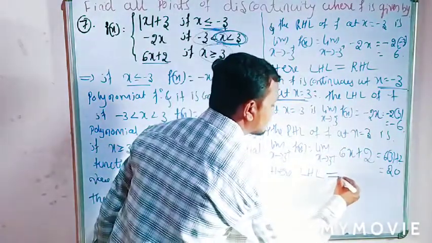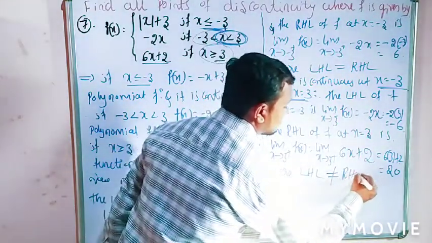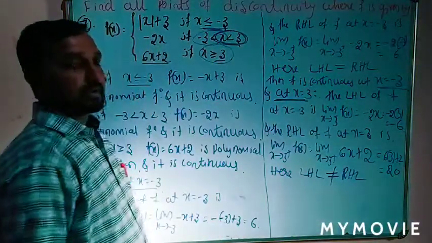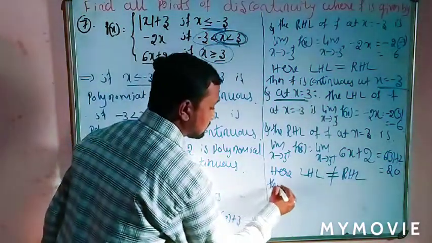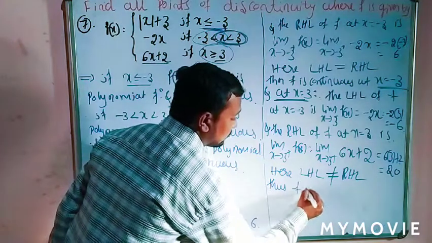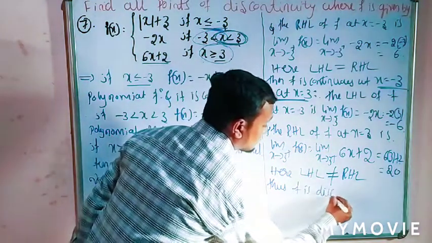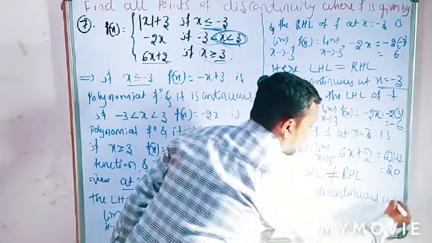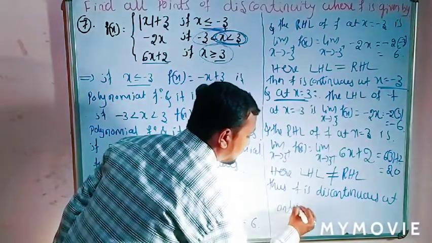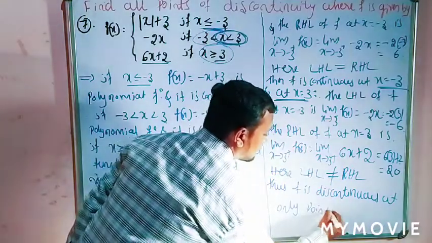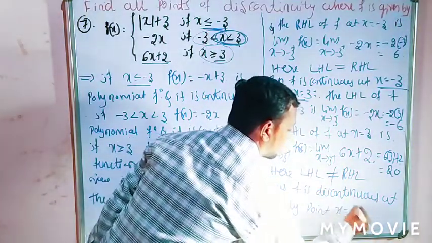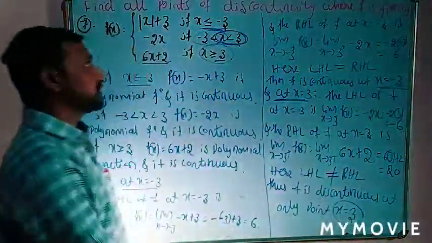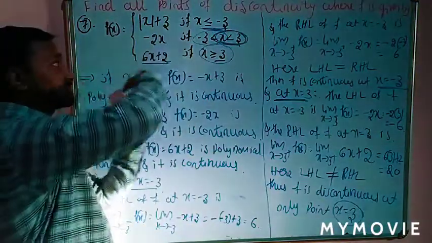Here LHL is not equal to RHL. Thus f is discontinuous only at x equal to 3. At this point only the function is discontinuous. Otherwise the function is continuous.